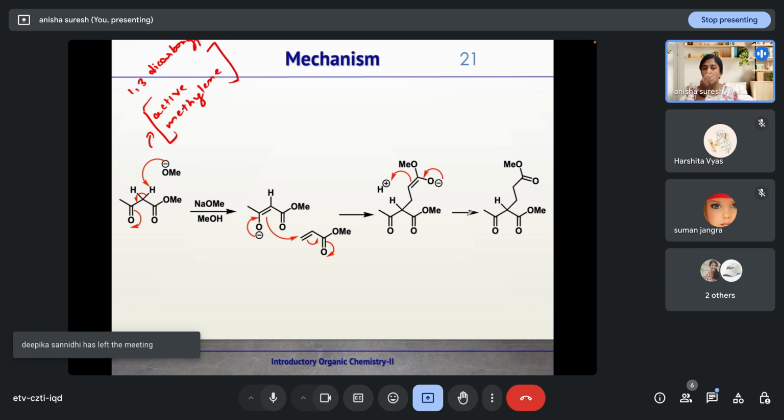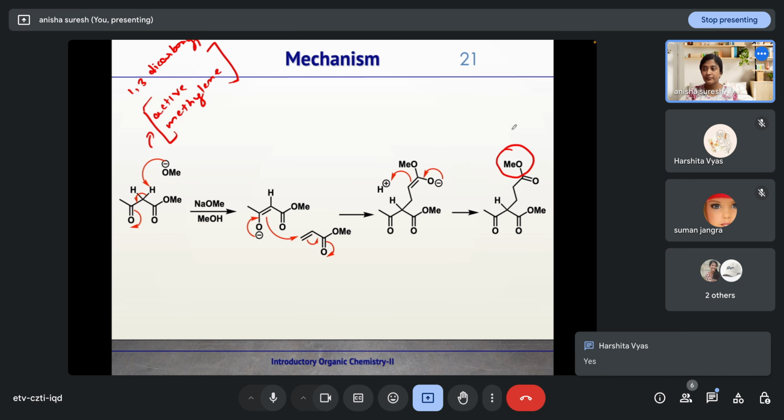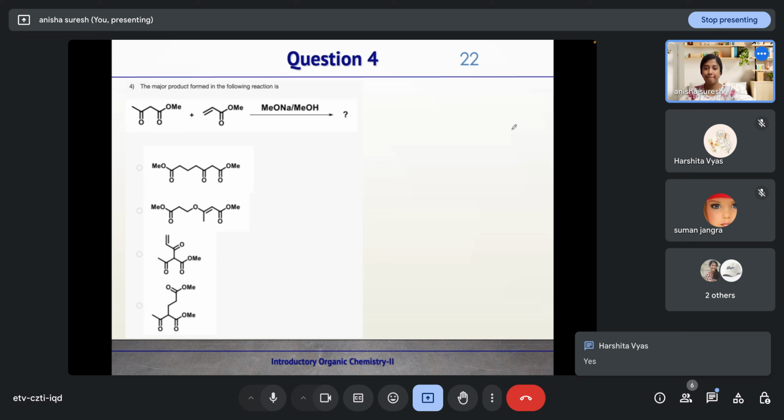So here Robinson annulation is not taking place, as this is ester. If it was a ketone and there was an alpha hydrogen, there is chance for Robinson annulation reaction to take place. Fine. Is the mechanism clear? Okay. So option D is the right answer.